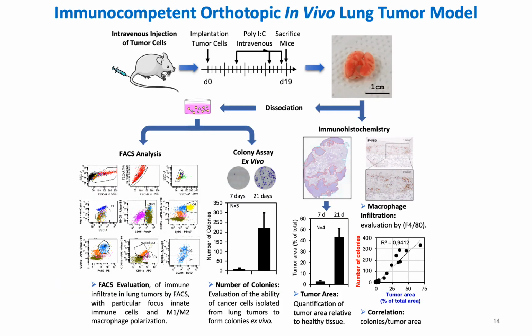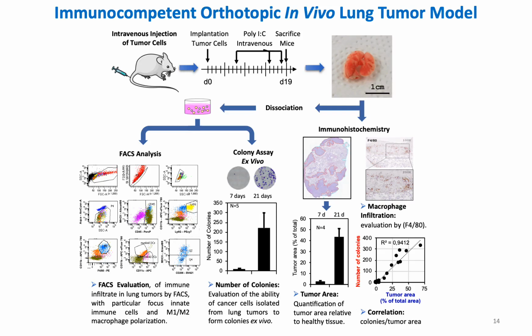Now I will also present our work on the optimization of immunocompetent orthotopic in vivo lung tumor models. We inject the cancer cells intravenously or orthotopically in the lungs of the mice, and after a therapeutic window of 3-4 weeks, we sacrifice the mice and collect the lungs. One lung is dissociated and we prepare a suspension of cells. This suspension of cells can be used for a colony assay and also for FACS analysis to evaluate the immune infiltration, in this case with a particular focus on M1, M2 macrophage polarization.